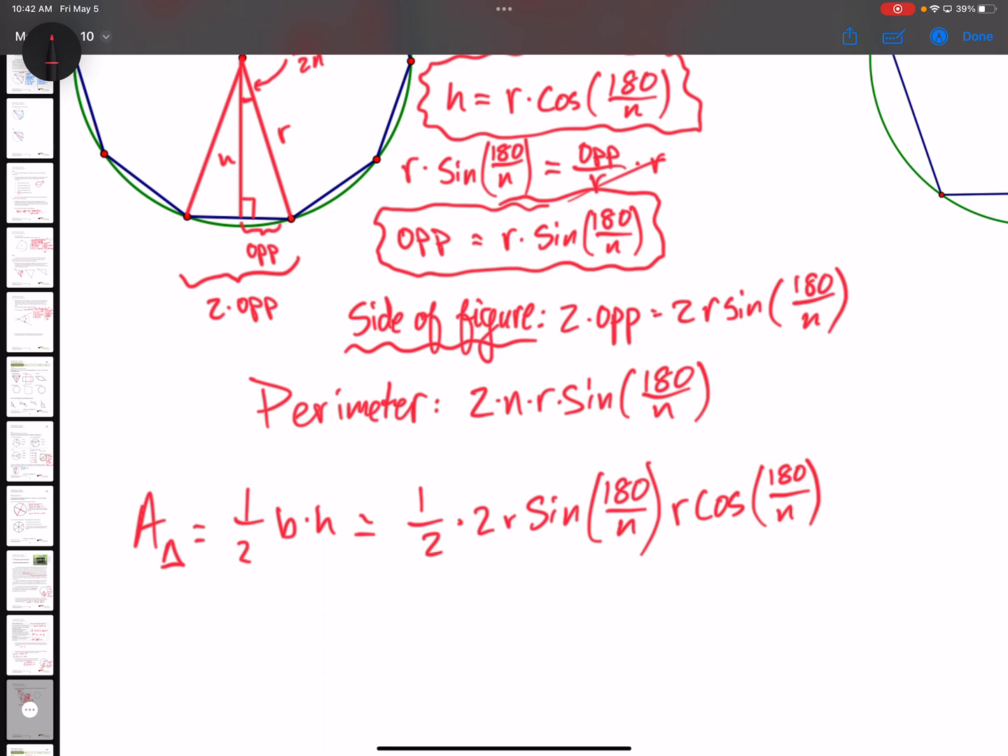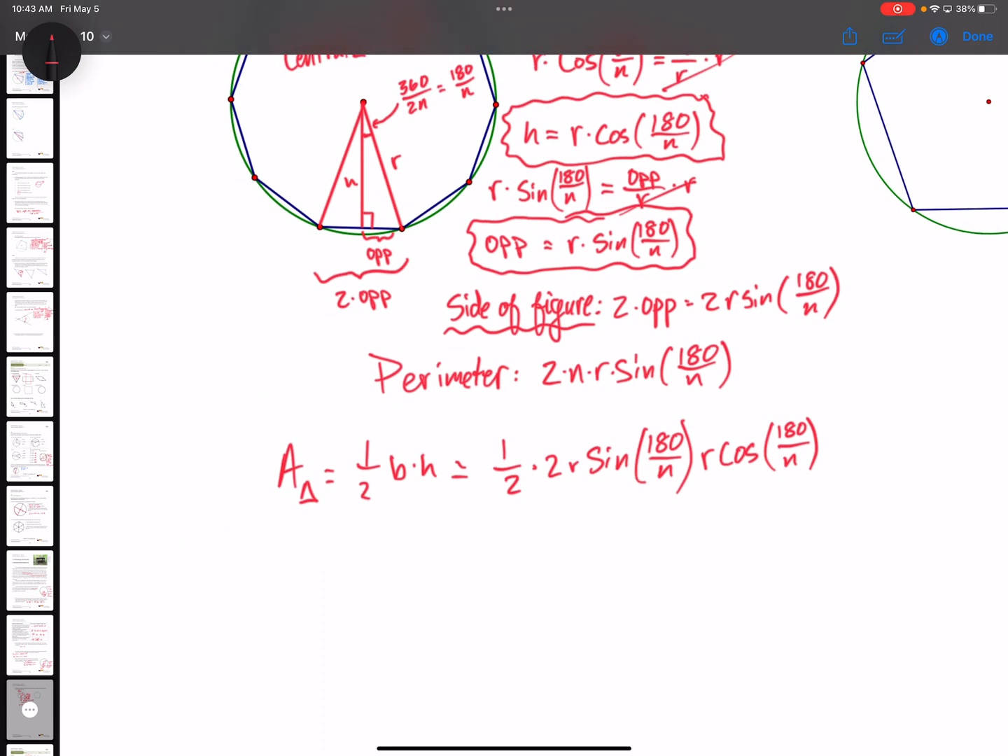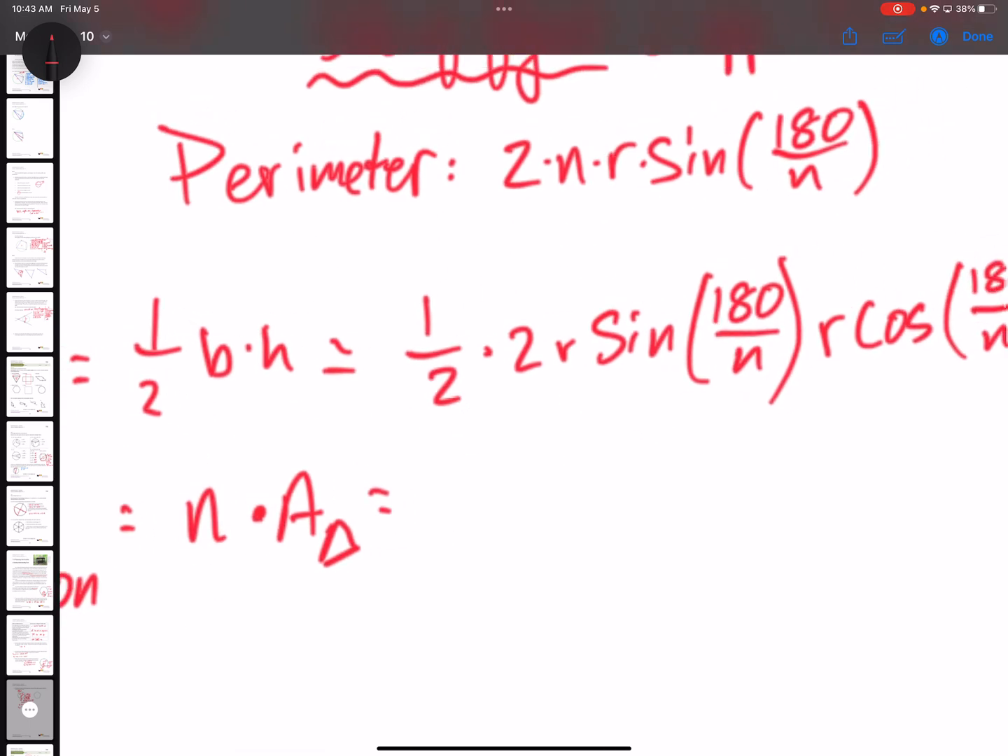And now we need the area of the shape itself. We'll call this an n-gon. That was the area of the triangle, but now we need to multiply that by the number of sides. So we take n times 1/2 times 2r sine of 180 over n times r cosine of 180 over n. We take the number of sides times the area of a triangle.